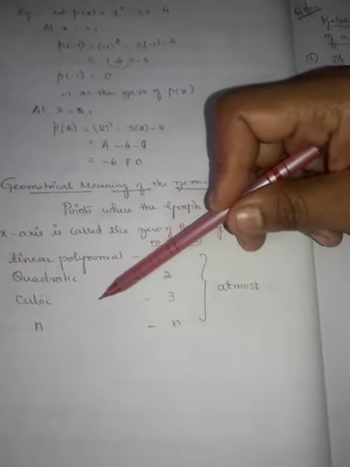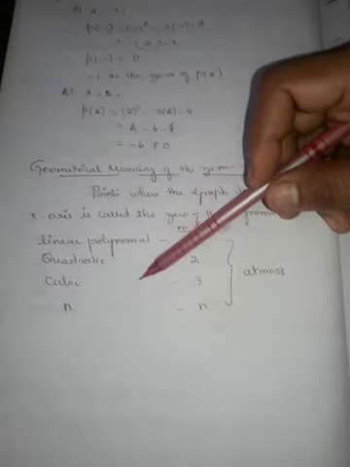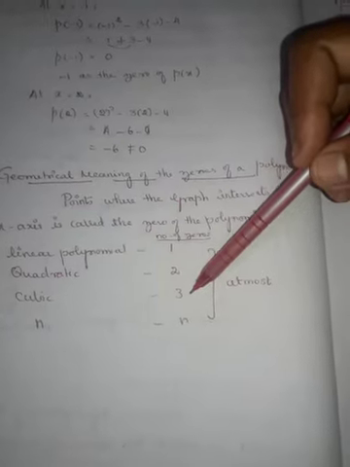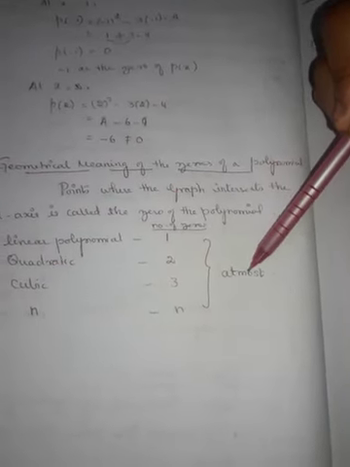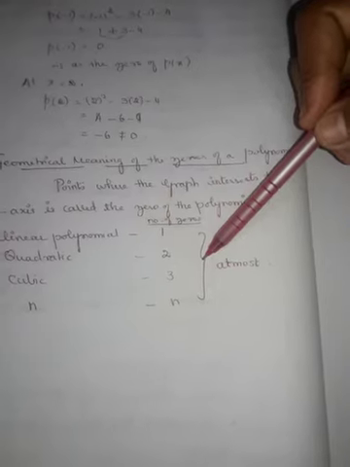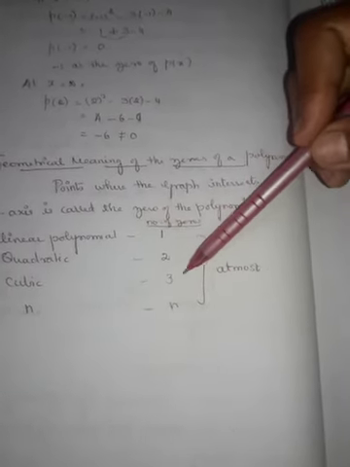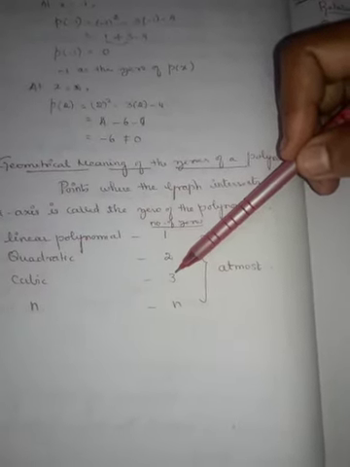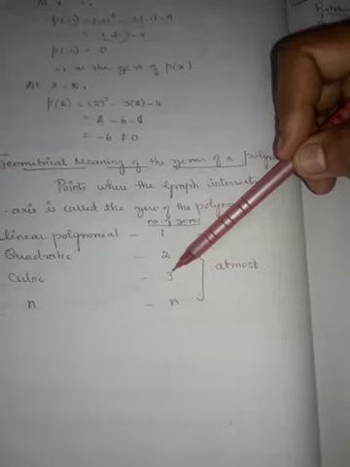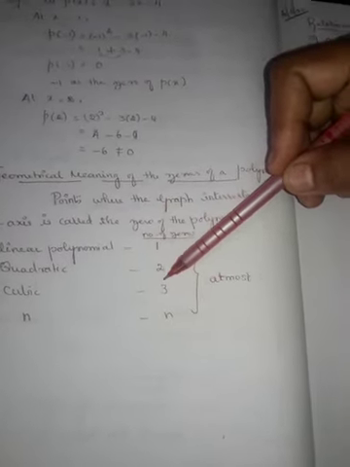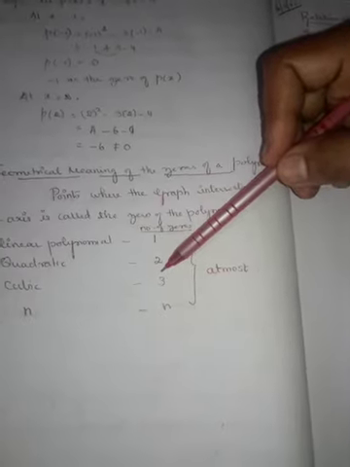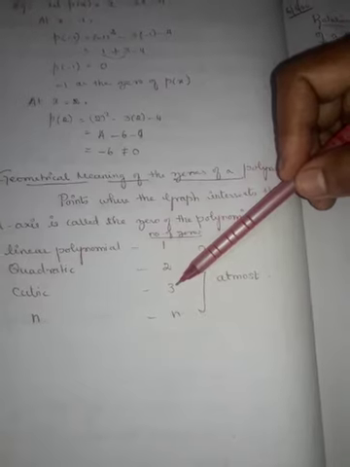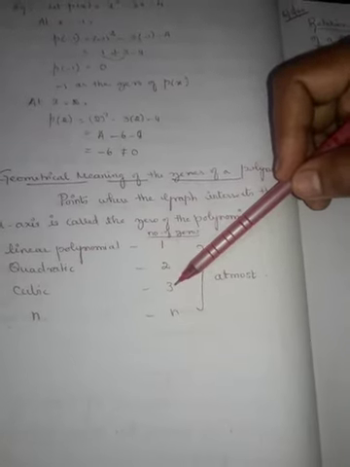Then cubic polynomial. The graph of the cubic polynomial will intersect the x-axis at most 3 points only. Maximum it can intersect only at 3 points, not more than 3 points. And similar to quadratic, in cubic also, it is not necessary that the graph of the cubic polynomial should intersect the x-axis at 3 points. It may or may not, but maximum only 3.